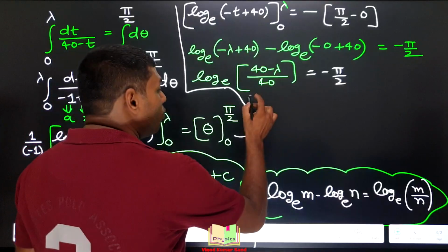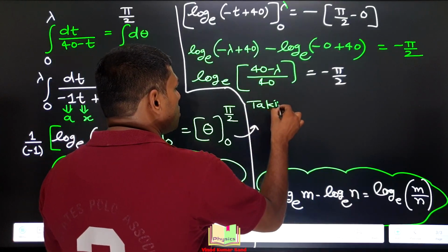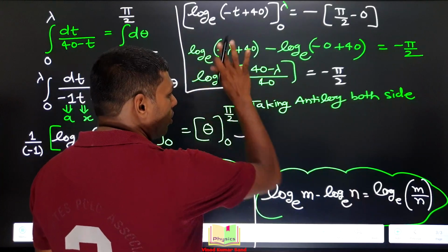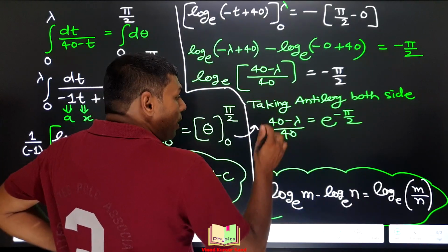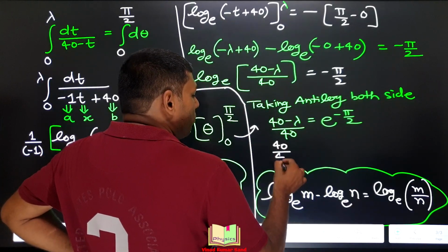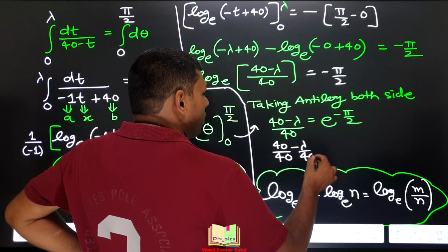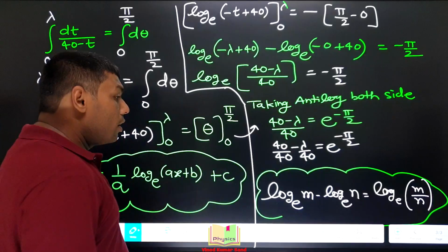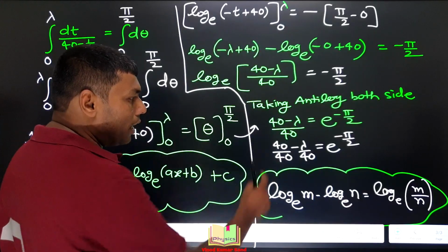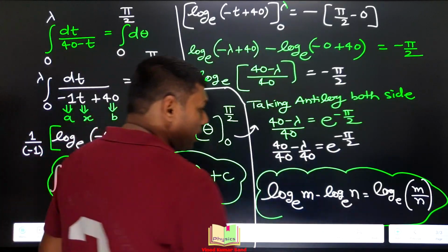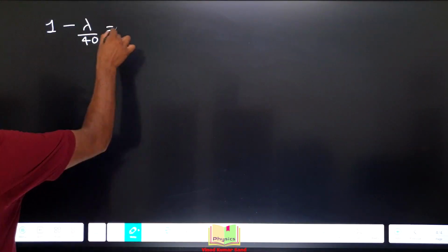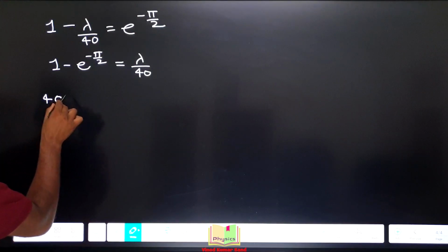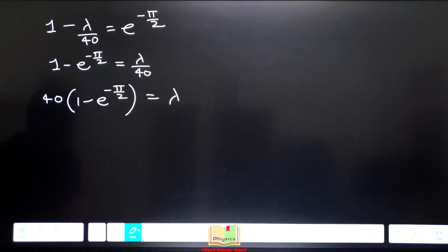Now we'll be taking anti-log both sides. When we take anti-log both sides, here the log will be gone. So 40 minus lambda by 40 is equal to e to power minus pi by 2. We are taking this calculation again to the next page. Now, this 40 also I am shifting to the LHS, is equal to lambda.